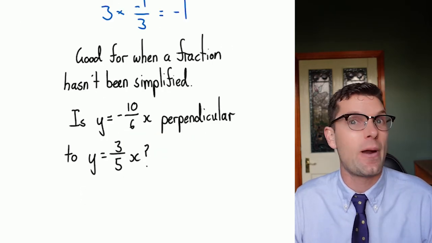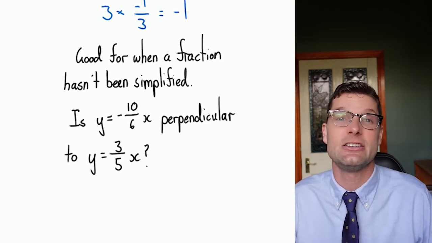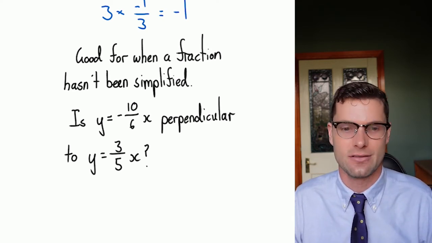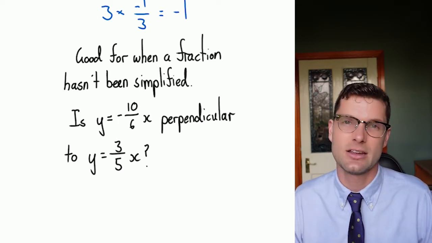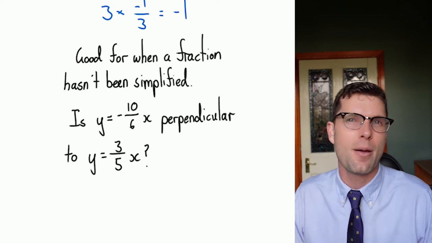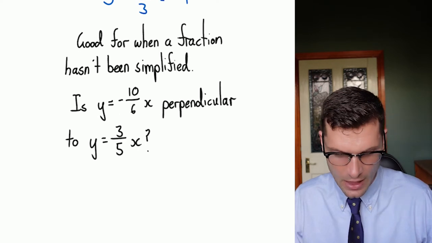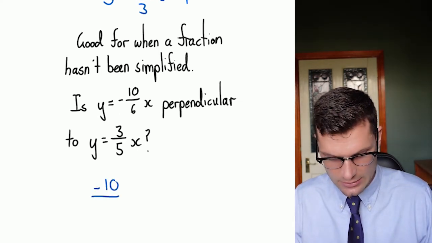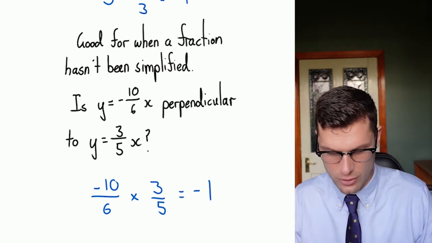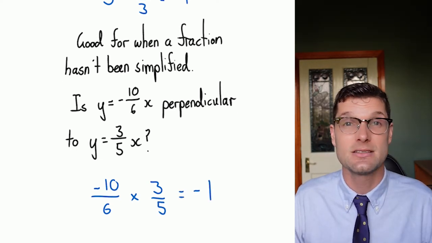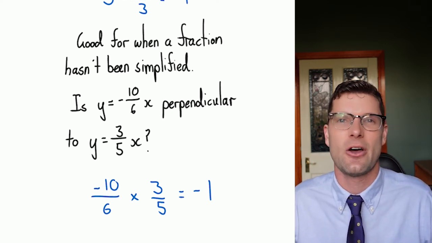So this is really helpful for when a fraction hasn't been simplified, and this is where a teacher could get a little bit nasty to try and test your knowledge in a test situation. So for this one, I've got negative 10 over 6. Is that perpendicular to the gradient 3 over 5? Because they don't look like the same numbers, immediately you'd go, oh, I don't think so. But if you type into your calculator, does negative 10 over 6 multiplied by 3 over 5 equal negative 1? For this example, it does. So these two lines are definitely perpendicular, and you've got that one right.